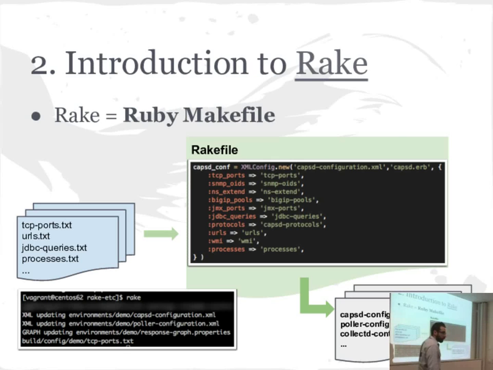A bit of introduction: Rake is a Ruby Makefile, so on the basis of some TXT files and some templates, it's able to take all that information and produce the final files that OpenNMS is going to use. With a simple command like this one, making some modification here and running the Rake command, that's going to produce exactly the configuration that OpenNMS requires. And it's not just going to create the configuration for one file. It's going to create the configuration for all the files that you define in your Ruby file.